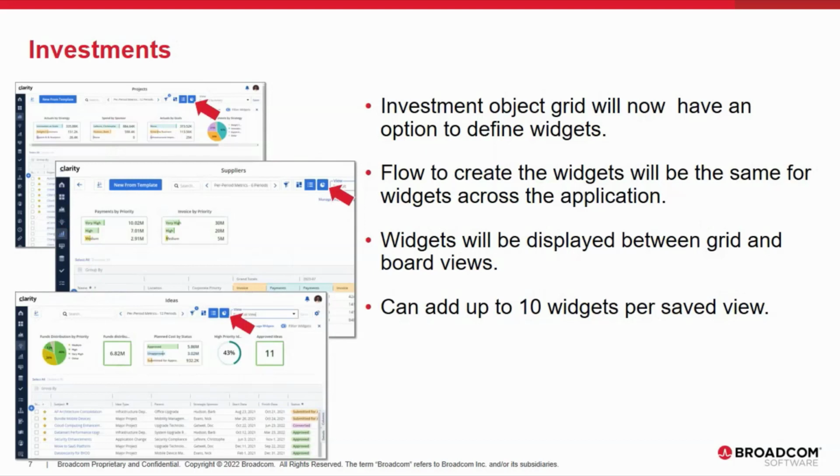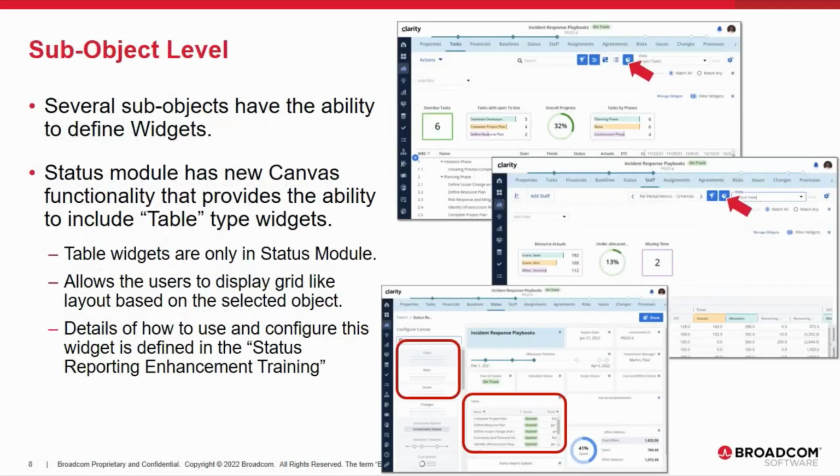At a time, the user can include only up to 10 widgets per saved view. This means I can add additional widgets in different views, but within the view I can only see 10 of them. The sub-objects have also been enhanced to include the widgets in them.